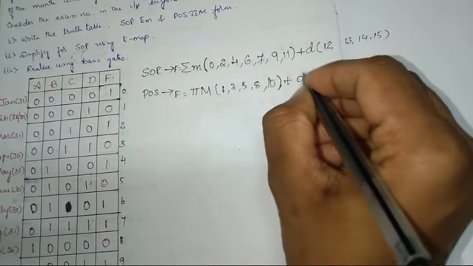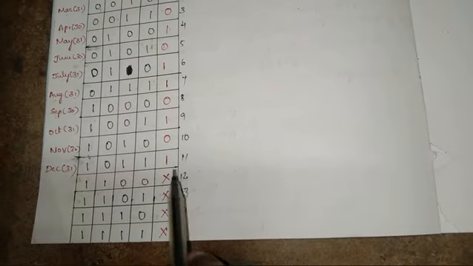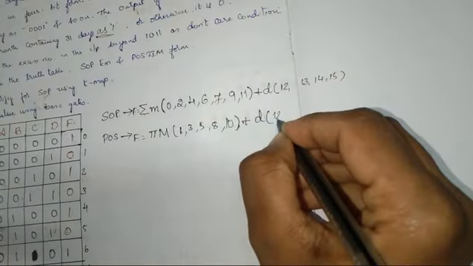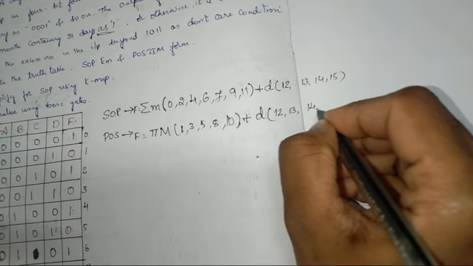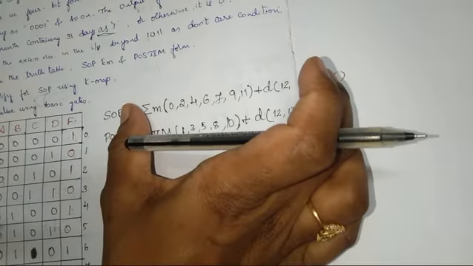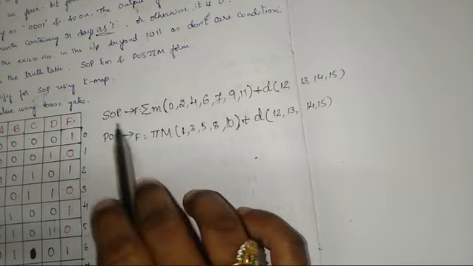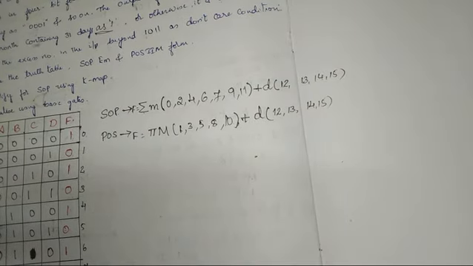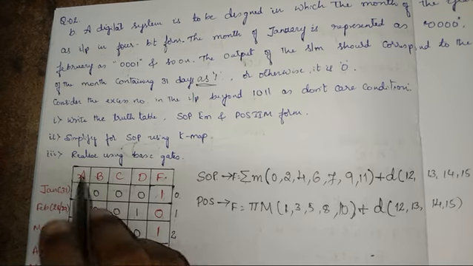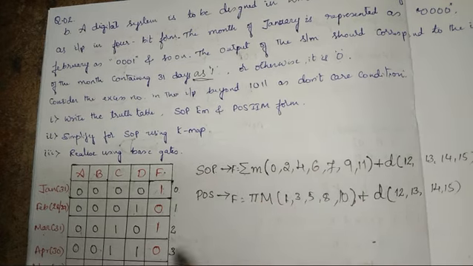Next, plus we have to write the don't care functions in all the cases. So in this given problem, we have don't cares from 12 to 15. So plus don't care of 12, 13, 14, 15. Usually in your exams, sometimes this will be given and we have to solve using the K-map, right? So in this pattern, they have asked us to write the SOP and POS form for us. So this is the solution for the first part of this question, that is write the truth table, SOP and POS form.